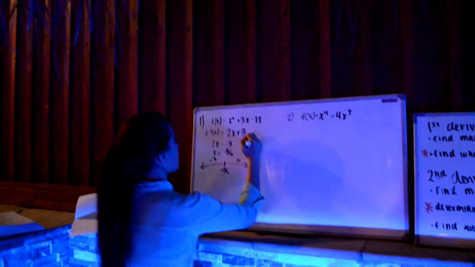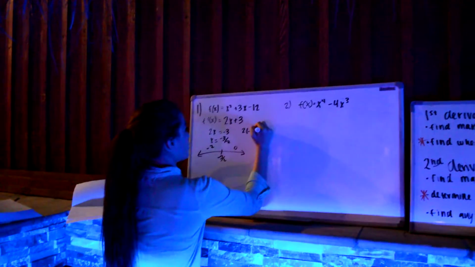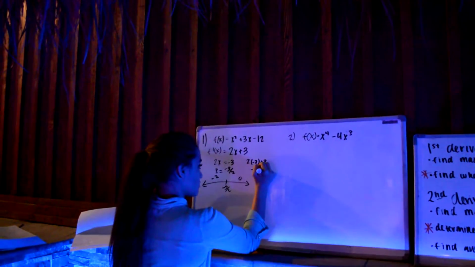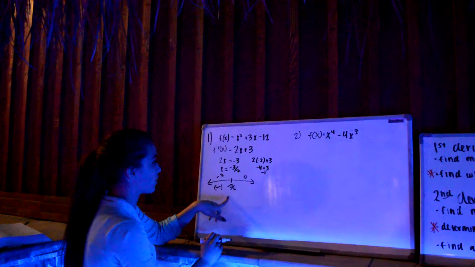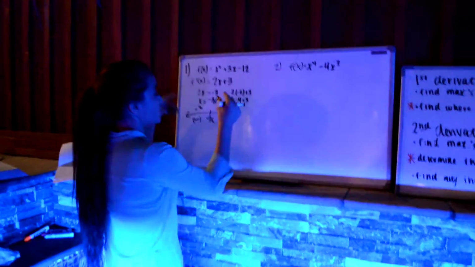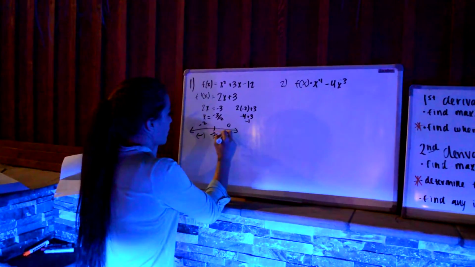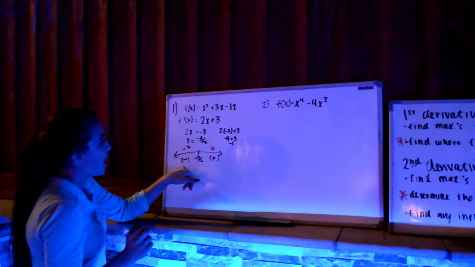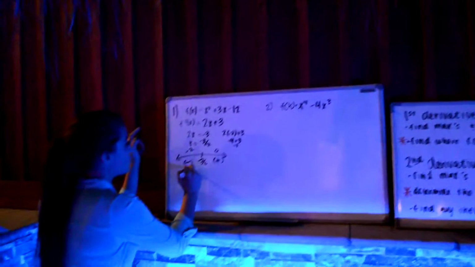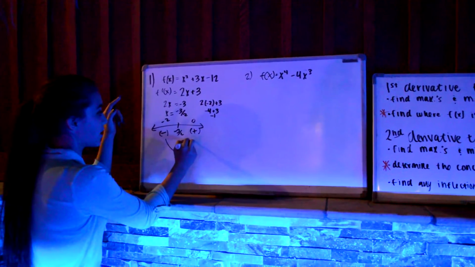Okay, so plugging in negative 2, you have 2 times negative 2 plus 3, which is negative 4 plus 3, which gives you negative 1. So that's a negative number, so we have a negative value over here. And plugging in 0 just gives you positive 3, so you have positive over here. What this means is that f of x is decreasing here and increasing here.